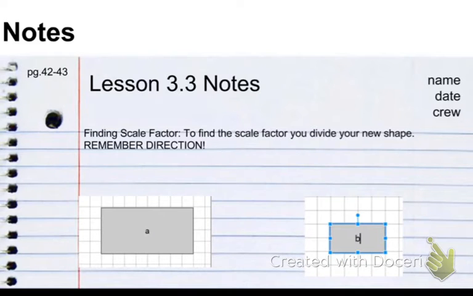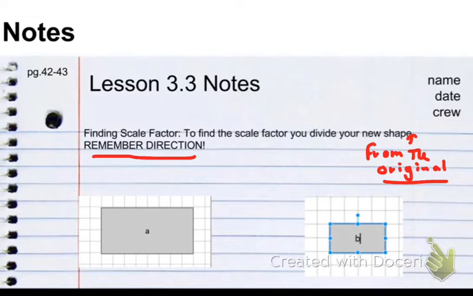For the notes, we're going to be finding scale factor. To find the scale factor, you divide your new shape from the old one. I probably needed to add that detail in. From the original. I missed that. Sorry. So you also need to remember the direction that we're dividing these things by. So let's go ahead and get started with this one.